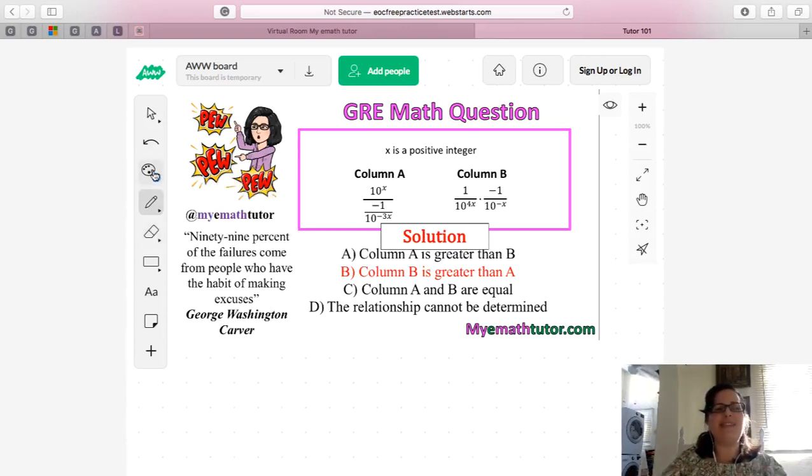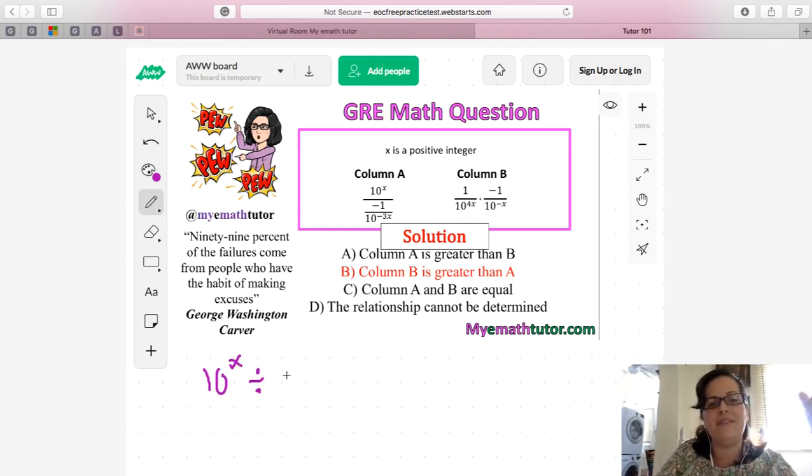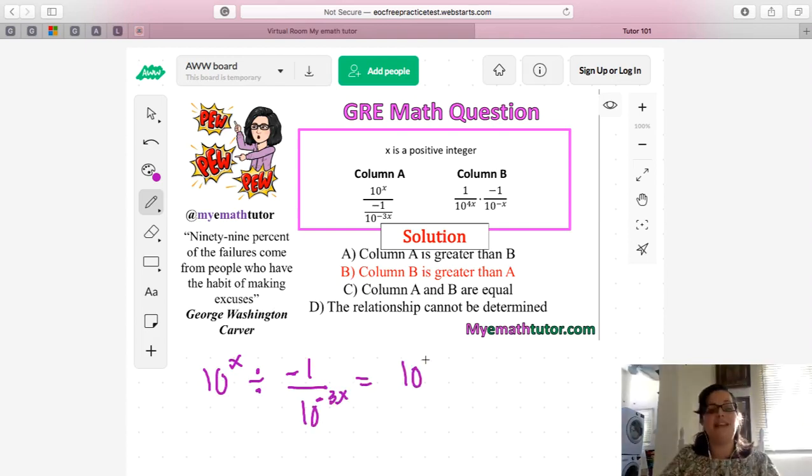Now, this question, the first thing that I want to do is to simplify the column. So I see here that column A has 10 to the x over negative 1 over 10 to the negative 3x. Instead of writing it like this, I'm going to write it as a division. Oh, but wait a second, I can actually say 10 to the x times, remember, you're going to flip this guy, 10 to the negative 3x, and then the negative 1, you can put it here.